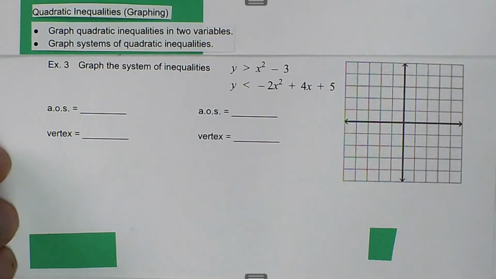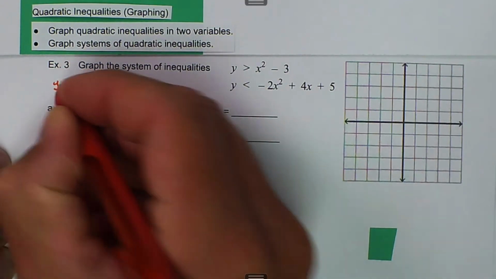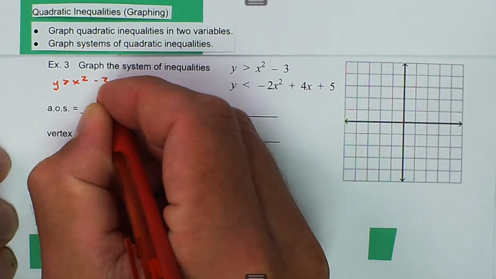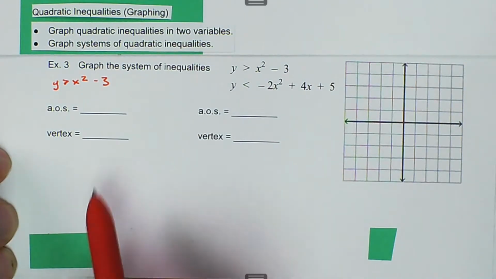We are talking about graphing quadratic inequalities, and we want to graph systems of quadratic inequalities. So we have the inequality y is greater than x squared minus 3, and we want to be able to graph that.